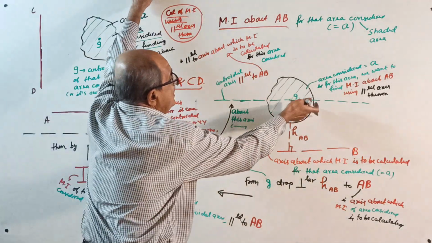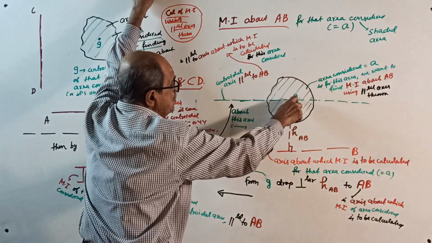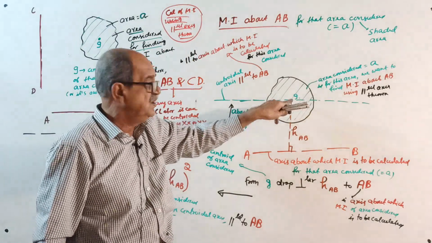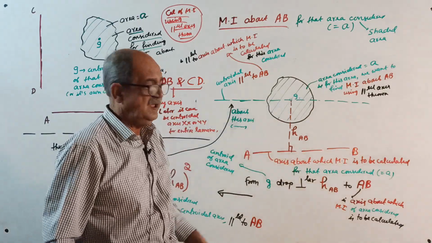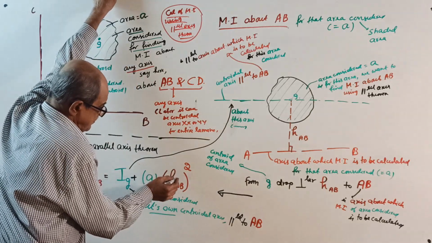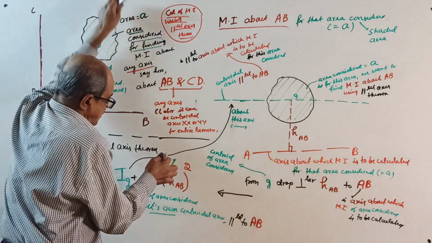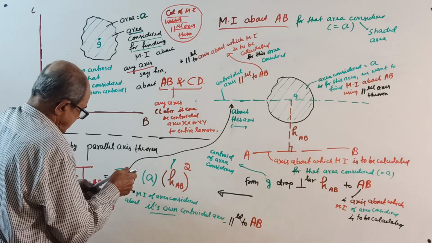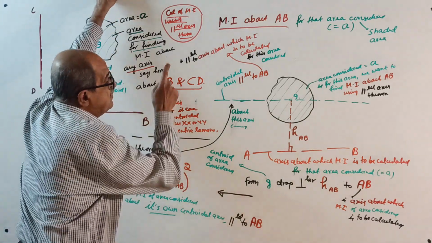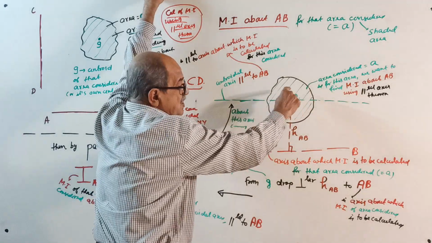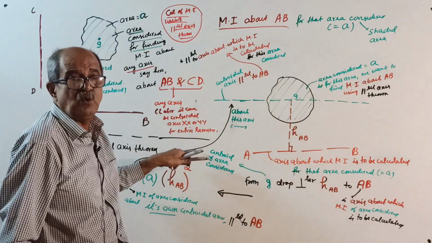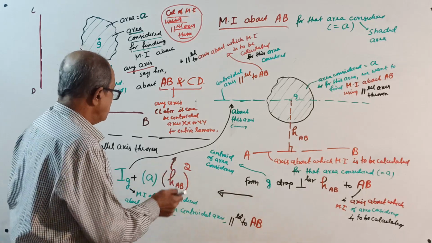AB, plus the area into the perpendicular distance from the centroid of the area considered to the required axis, H_AB squared. Some people do one thing, for H_AB, you should write here in red color. A is not required. Perpendicular distance from the centroid of the area considered to the axis about which the moment of inertia is required, that squared.